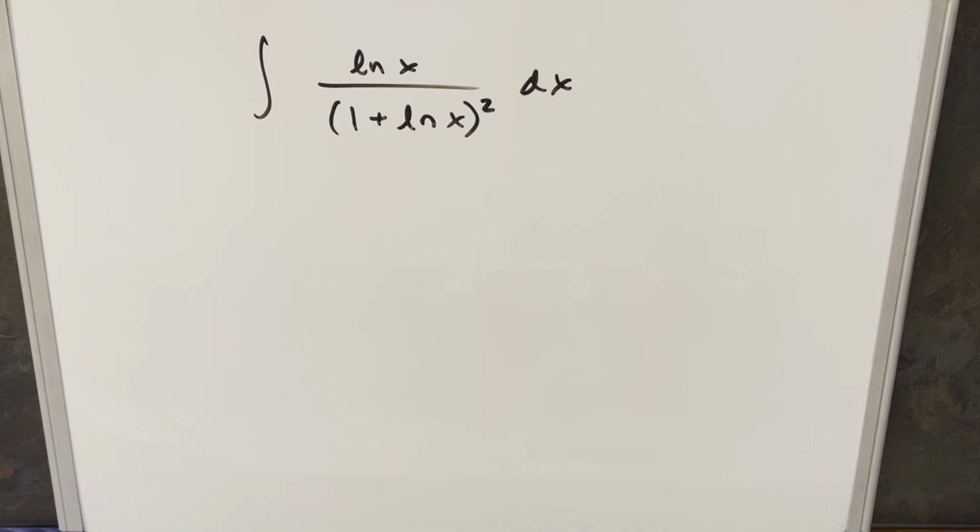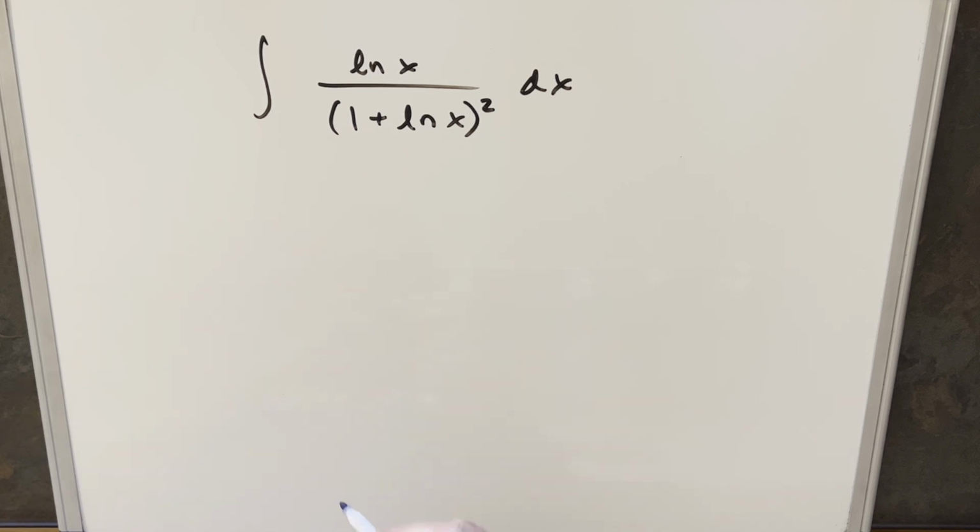Okay, we have a very good integral today. We've got the integral of natural log x over 1 plus natural log x all squared dx. For this one I know two very similar ways that you might want to consider. One would be integration by parts. I'm not sure exactly how that one would go, but I'm pretty sure that would work.